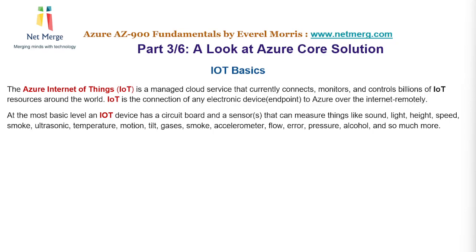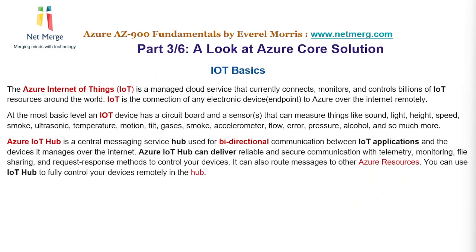It will measure smoke using a smoke detector. You could do ultrasound. You could measure temperature, motion, tilt, and gases. We could use an accelerometer. It could measure flow, air, pressure, and alcohol. There are so many things that you could measure, read, and react to from an IoT device. Those are just some examples of the different things that you could measure.